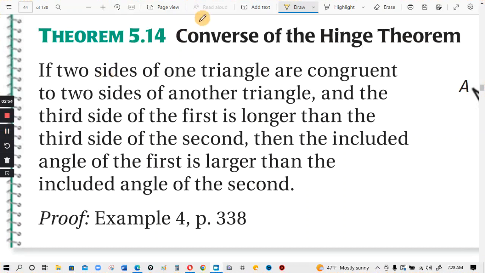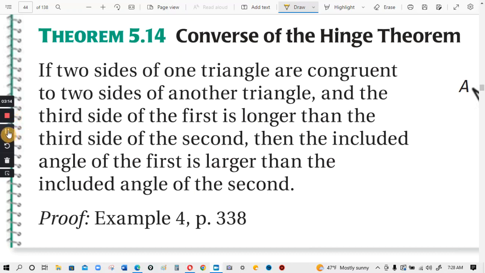Now here we have the converse. It's basically the opposite. If two sides of one triangle are congruent to two sides of another, and the third side of the first is longer than the third side of the second, then the included angle of the first is larger than the included angle of the second. So it's basically the opposite of the first case.